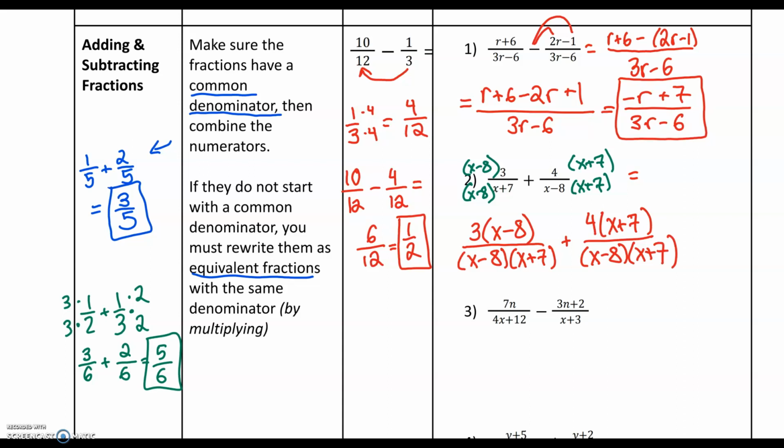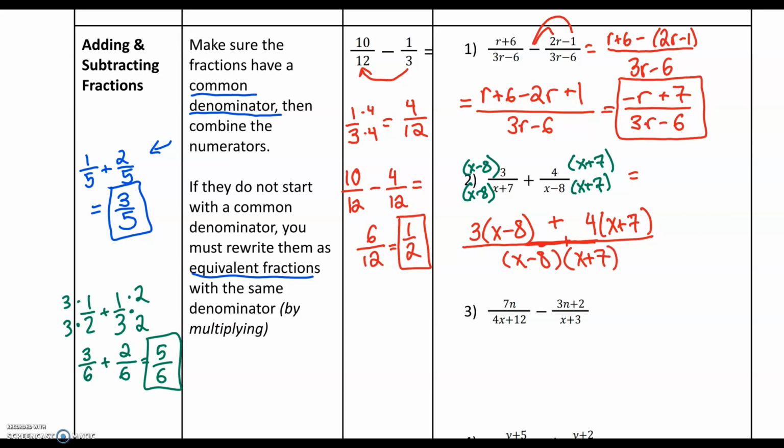Once they have the same denominator, all you have to do is add the numerators. So for the sake of room, I'm going to rewrite this as one fraction. You're really just going to add the two numerators together over the common denominator, which you don't erase on your paper, just write it down. And so the common denominator again was x minus 8 times x plus 7.